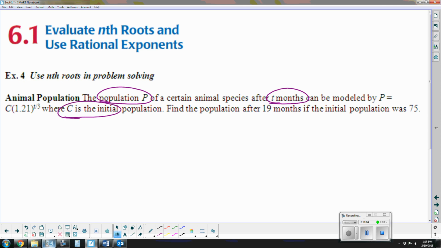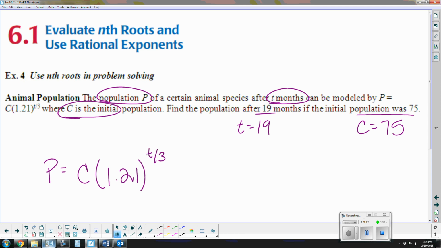So we're finding the population after 19 months. So T equals 19. If the initial population was 75. So all we're doing here is substituting in our values. So we're using this model. P equals C times 1.21 to the T over 3 power. And we're looking for population. So population C is 75 times 1.21 to the 19 over 3 power.